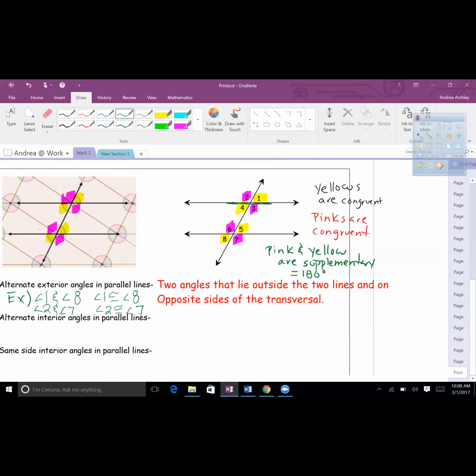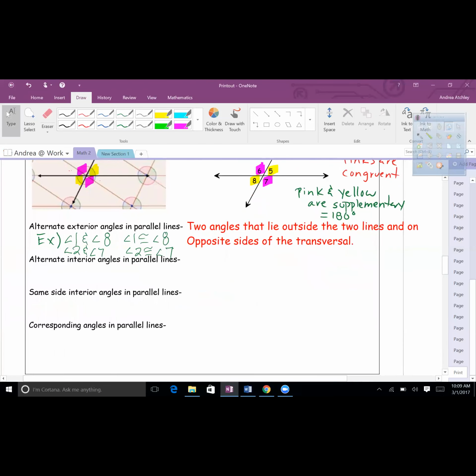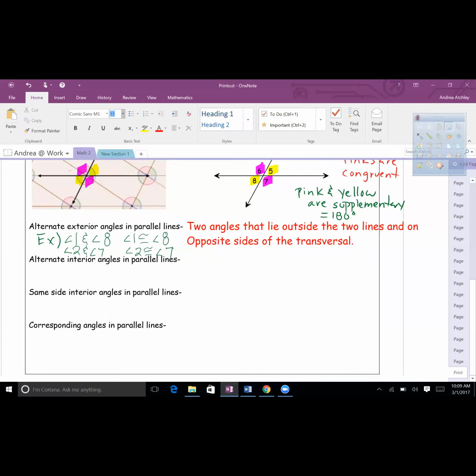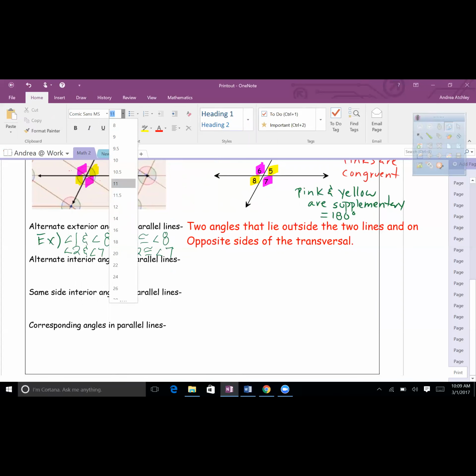Now we're gonna do interior. So it's the same idea. The only thing is now they lie inside the parallel lines. Why didn't it do that? Darn it. Yep. There we go.